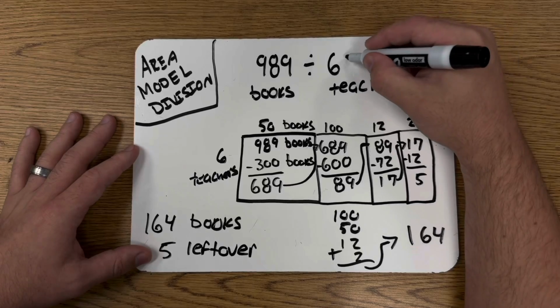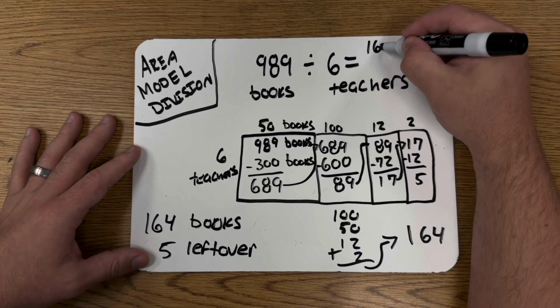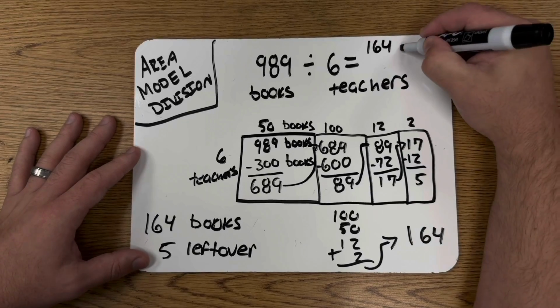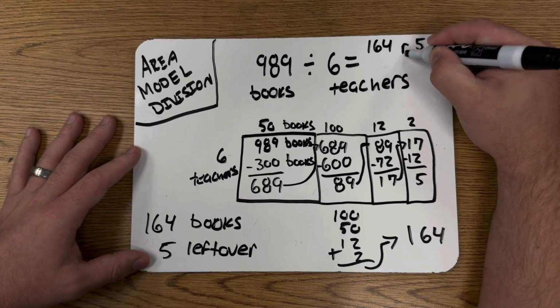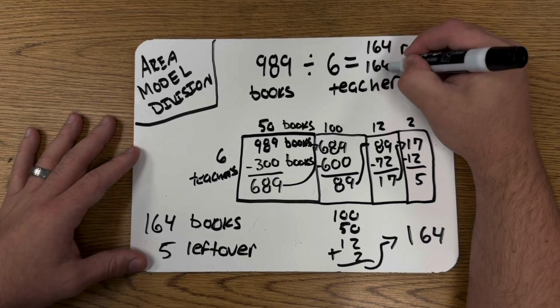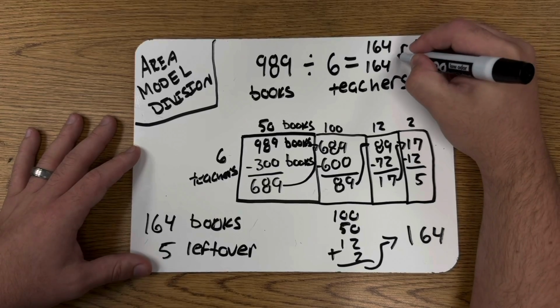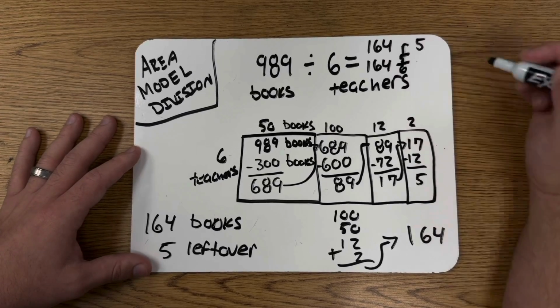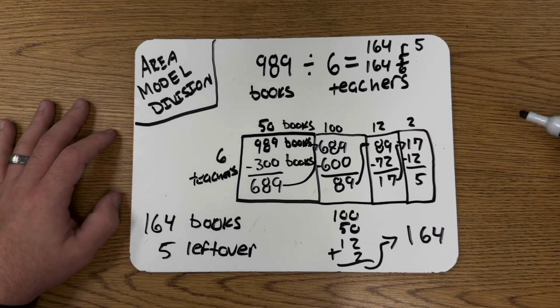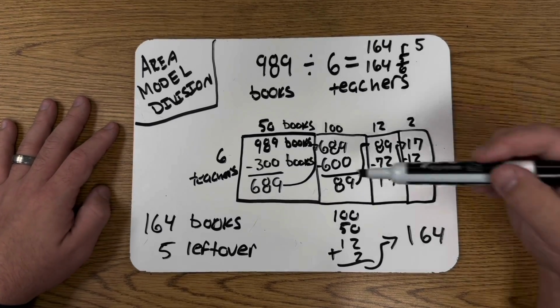And we represent that in 2 ways. We say 164 R5, remainder of 5, or we say 164 and 5/6, whatever our divisor is, and our remainder, 5/6, okay? We almost had a full set to be distributed. So that's area model of division.